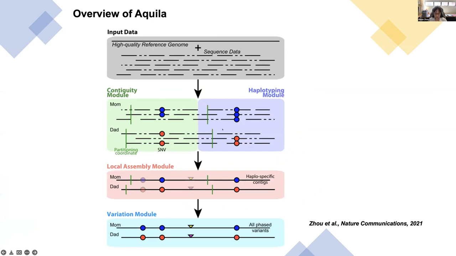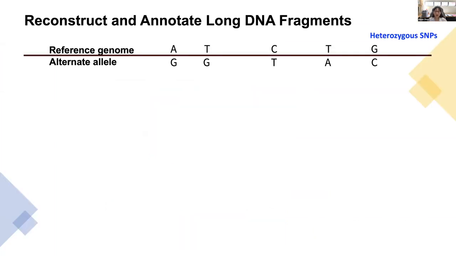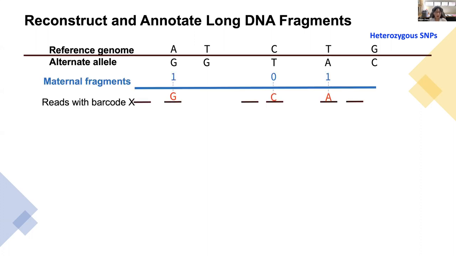So let's start with the first module, which we call the haplotyping module. Basically, it's how we partition the linked reads into different haplotypes. To do that, we first need to reconstruct and annotate the long DNA fragments. Because for linked reads, barcoded reads with the same barcode came from the original long DNA fragment, based on this idea we can reconstruct these virtual long DNA fragments and then annotate them with the heterozygous SNPs.